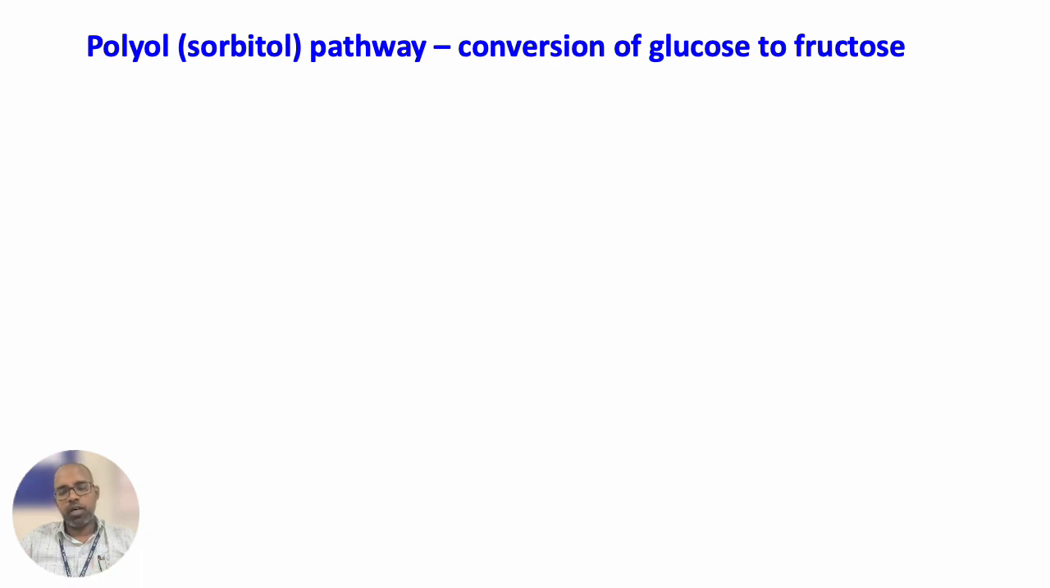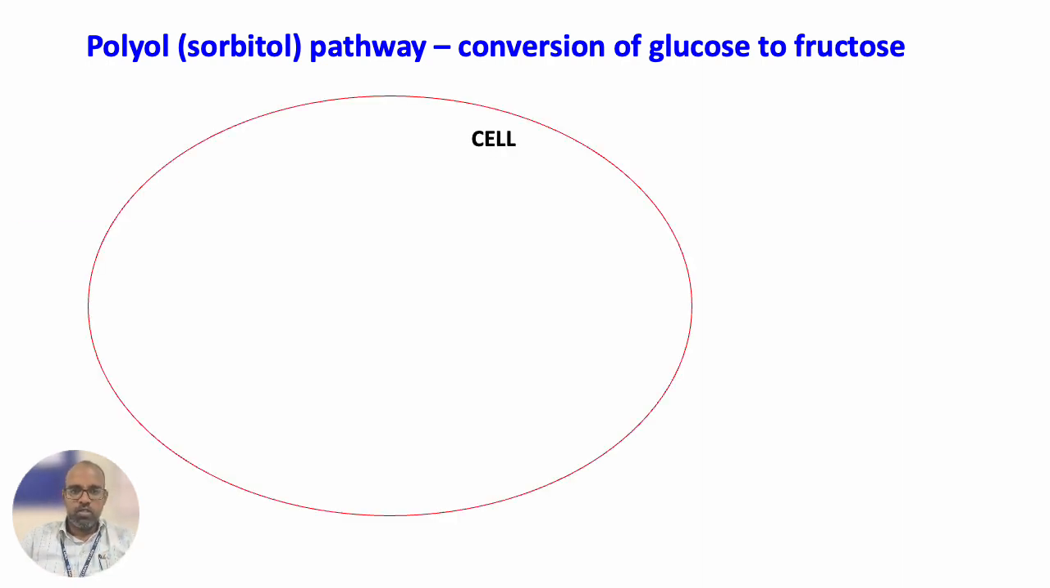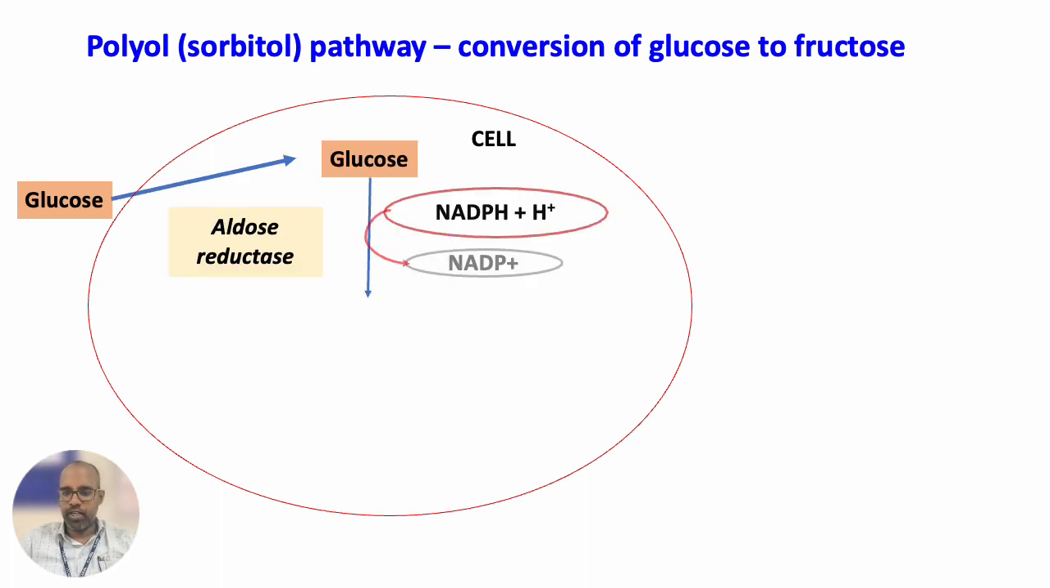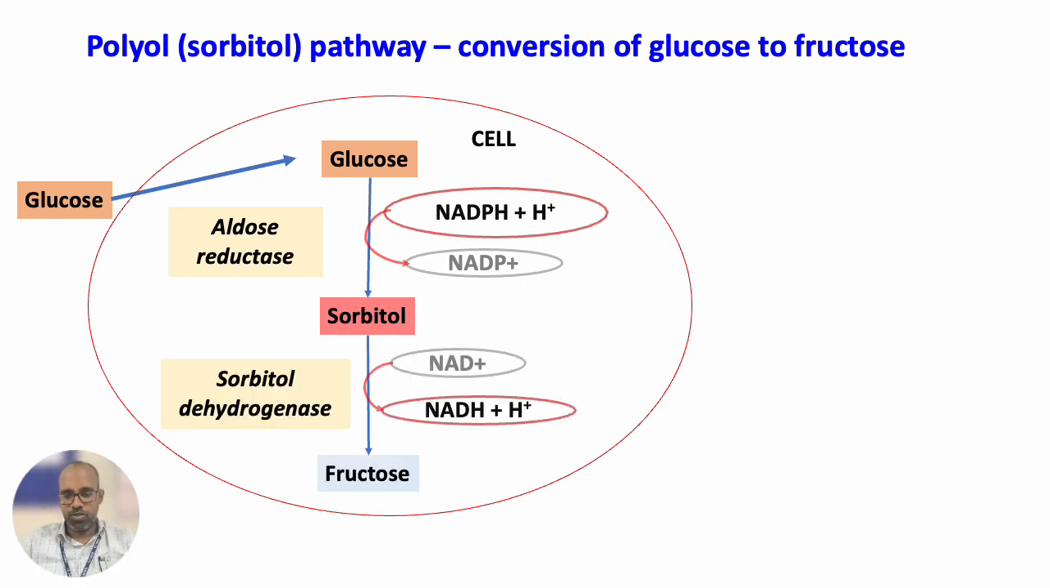In order to understand this better, we need to know one pathway called the polyol pathway, the main purpose of which is to convert glucose to fructose. Glucose enters the cell and is acted upon by an enzyme called aldose reductase, for which NADPH is a co-substrate, which converts glucose to sorbitol. This sorbitol is then acted upon by the next enzyme, called sorbitol dehydrogenase, to form fructose. So ultimately glucose gets converted to fructose.